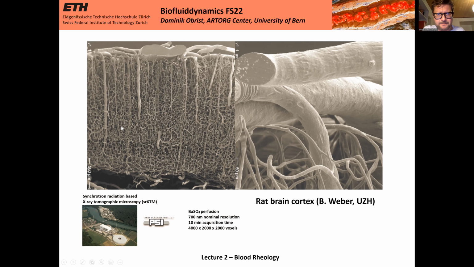This is a micro CT image of the microcirculation of a rat brain cortex, and especially here the smallest vessels. These are capillaries. Here's a close-up of that. You see these capillaries, they're on the order, this is a scale bar of around 5 microns. And you have the larger vessels, they're called arterioles.